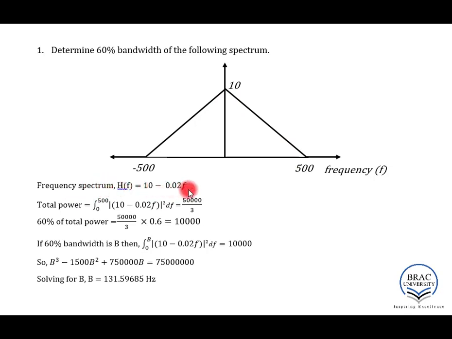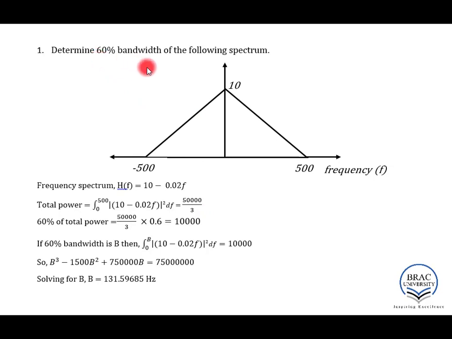Once you have determined H(f), you need to calculate the total power. The equation for that is the integration of H(f) squared, and the limit will be 0 to infinity. But as you can see in this spectrum, no frequency component lies beyond 500 Hz. So setting the limit to 500 is enough. Carrying out this calculation by calculator or by hand, whatever you do, you will get this result: 50,000 by 3 is the total power. It is in watts. Now you are asked to determine the 60% power bandwidth.